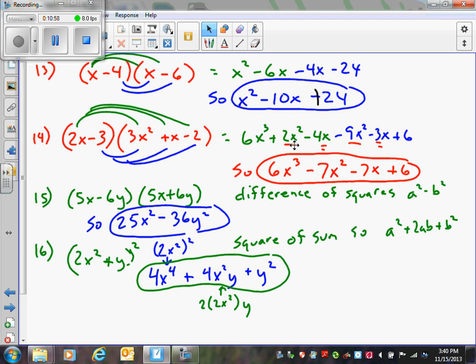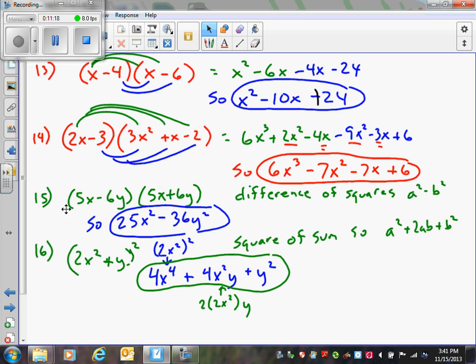I have 2 pairs, 2x squared minus 9x squared, minus 4x minus 3x, 2 pairs of like terms. I don't have anything to combine with the 6x cubed, so there it goes. 2x squared minus 9x squared is minus 7x squared. Minus 4x minus 3x is minus 7x, and then plus 6.